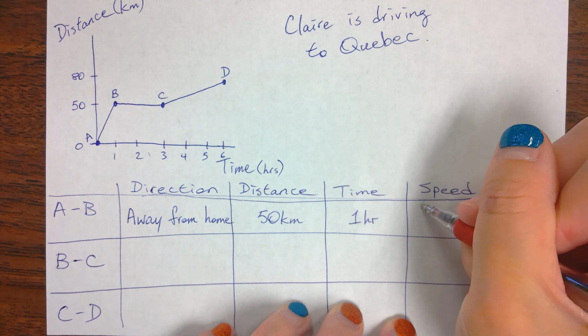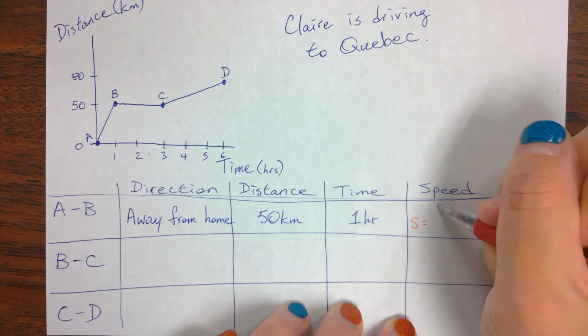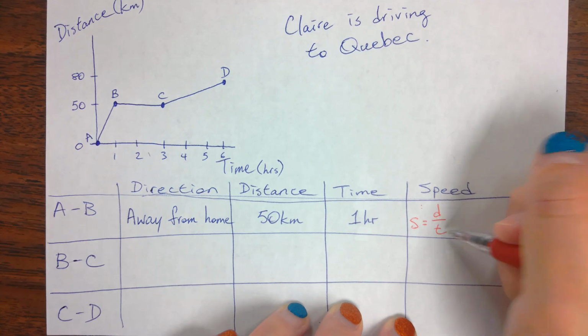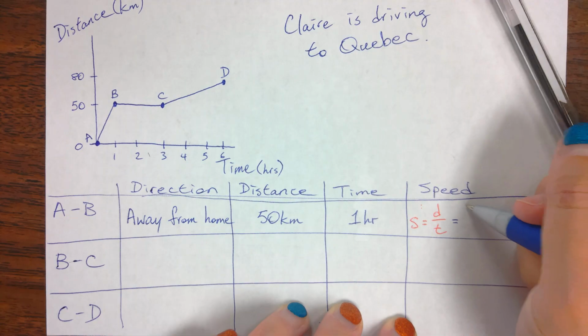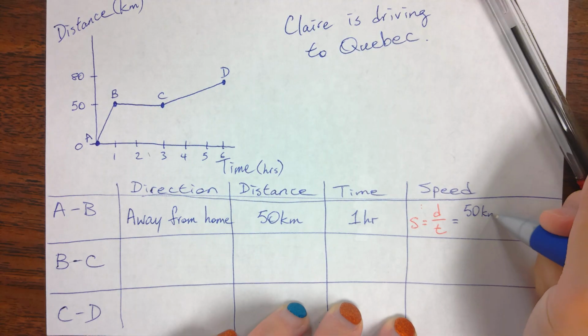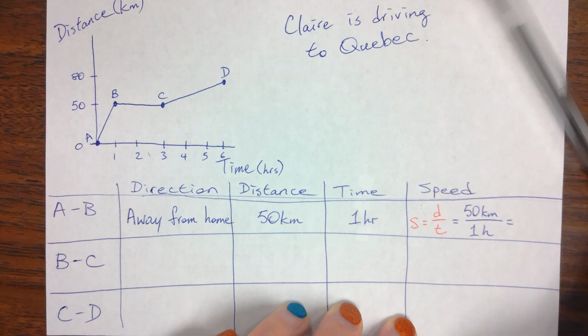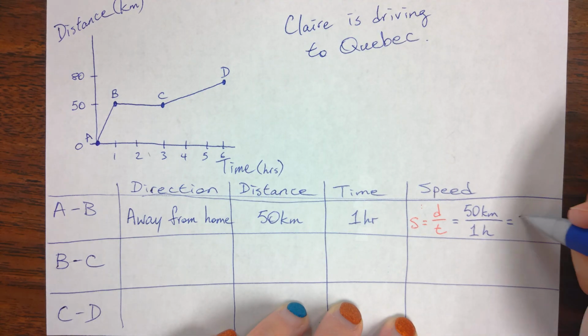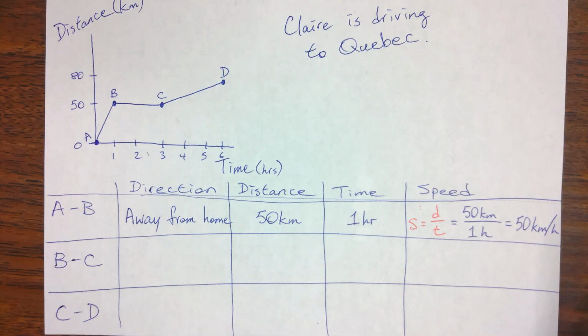How do I calculate speed again? Speed equals, right, distance divided by time. That's the formula. So 50 kilometers divided by 1 hour. What's her speed? 50 kilometers per hour. That's right. Okay. Don't forget, speed is 2 units, kilometers per hour.